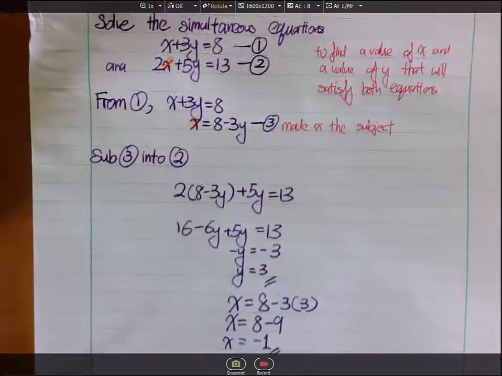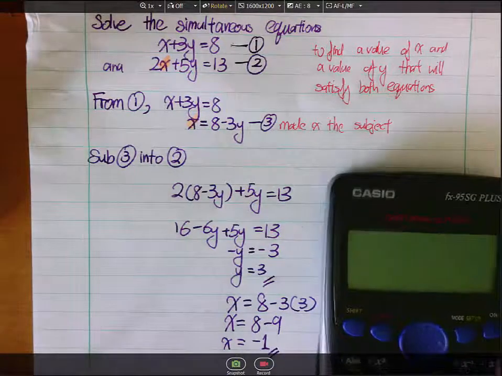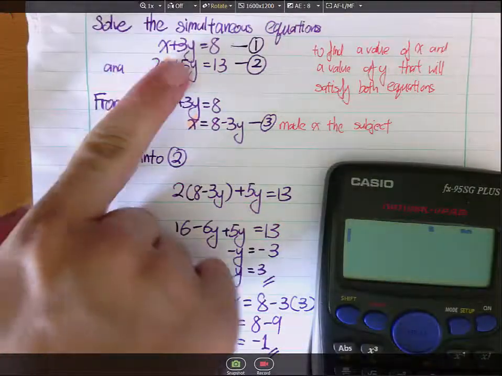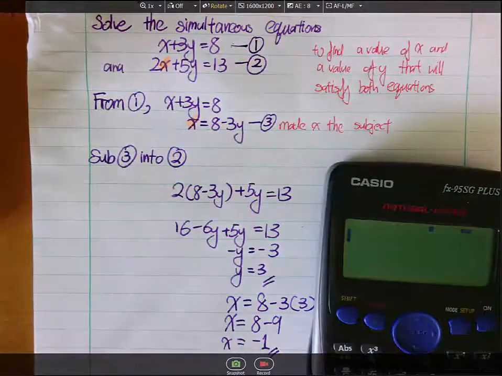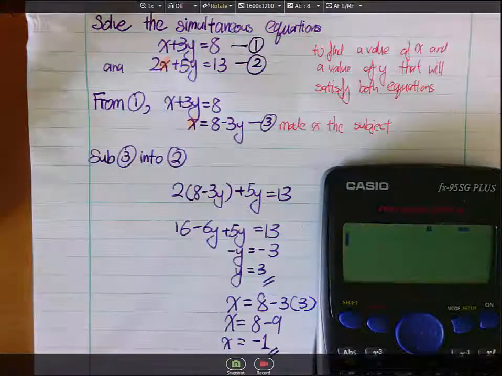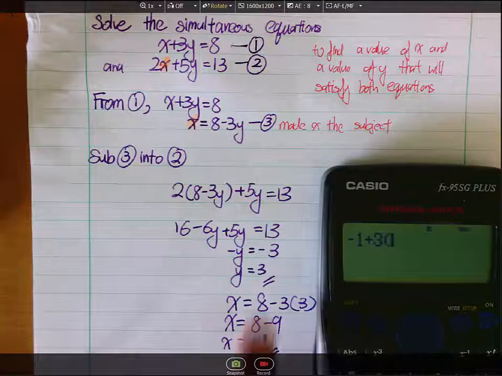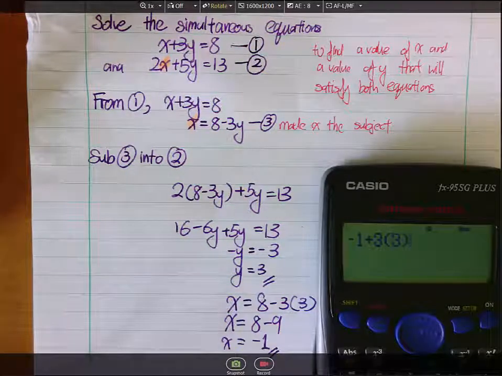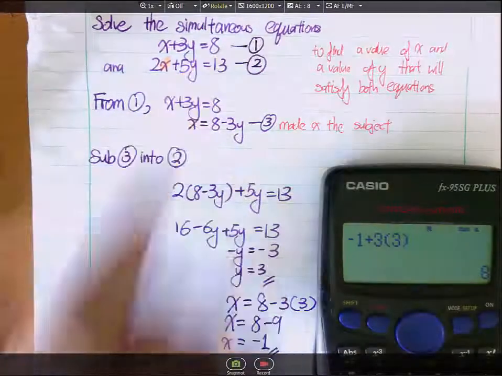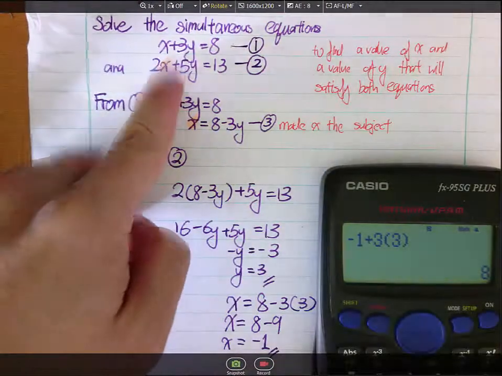But now I just want to show you that this really works. Okay, let's try, see the calculator. x is negative 1, y is 3. Let's try and key it in to see if this pair of values satisfies this equation. So put x is negative 1, then y is 3 times 3. I press my equal sign. 8. Indeed, this pair of values will satisfy the first equation.